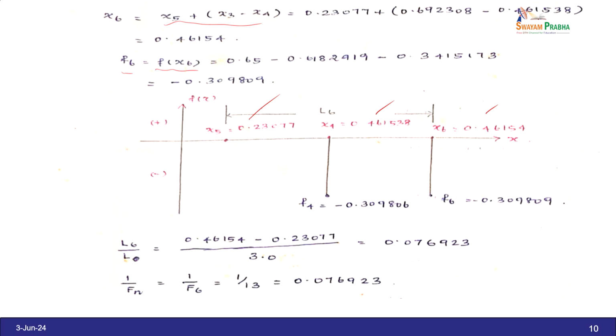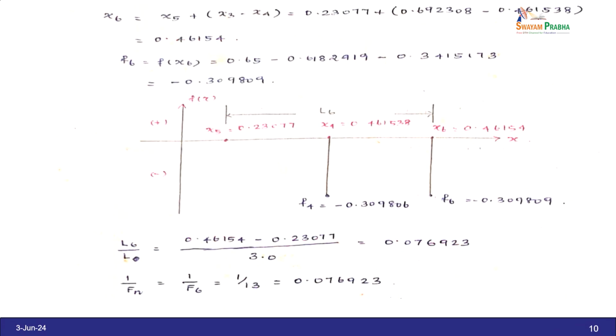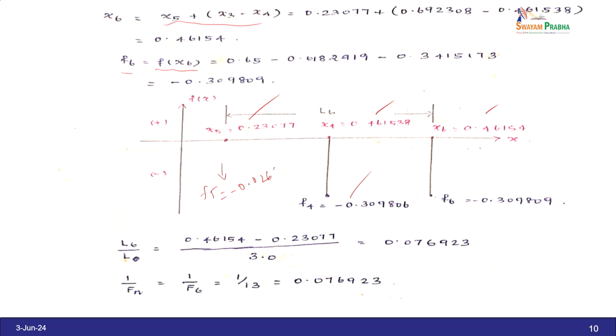Whereas you compare, you find the value of f4 is minus 0.309 and f6 is minus 0.309 and f5 is minus 0.02636, and in a comparative study here f4 and f6 are nearly equivalent to three decimal places.